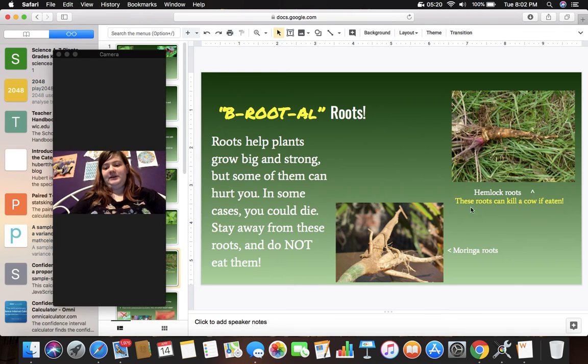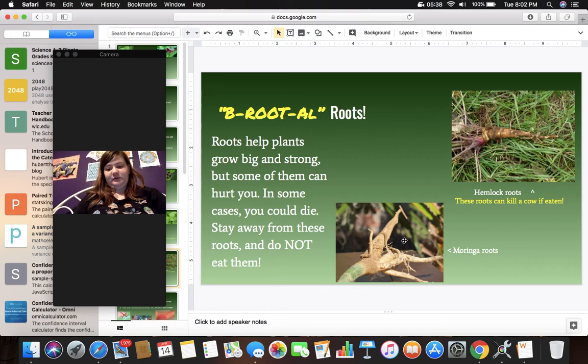And in fact, this yellow right here, it says that these roots can kill a cow if eaten. So like if a cow were to find this plant and they were to eat the root, it could die. That's how deadly this root is. So that's how dangerous this plant is.